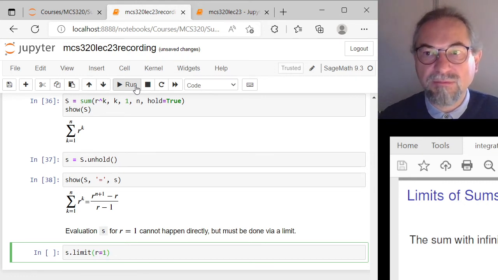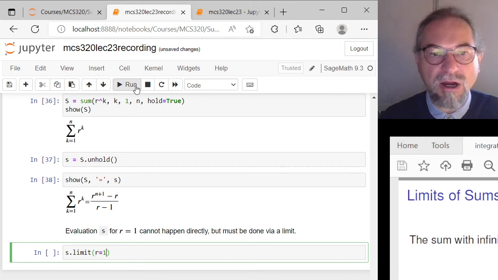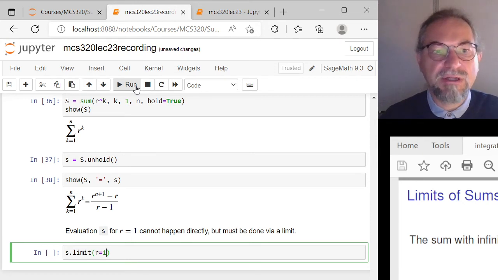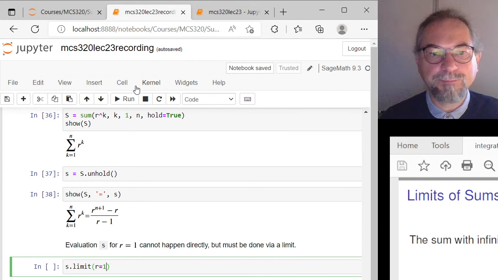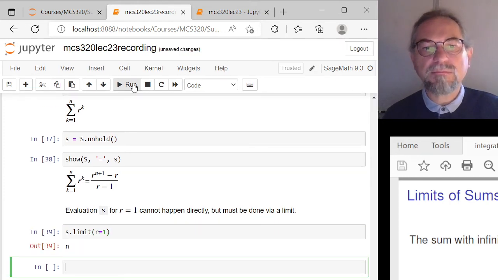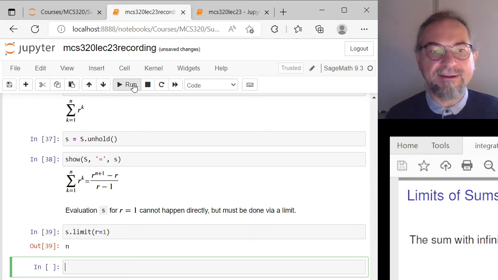The problem that we have is that when we plug in r in the expression, we see 0 divided by 0, r equals 1. So if we plug in the limit, then we have n. So the sum of the first n numbers equals n.